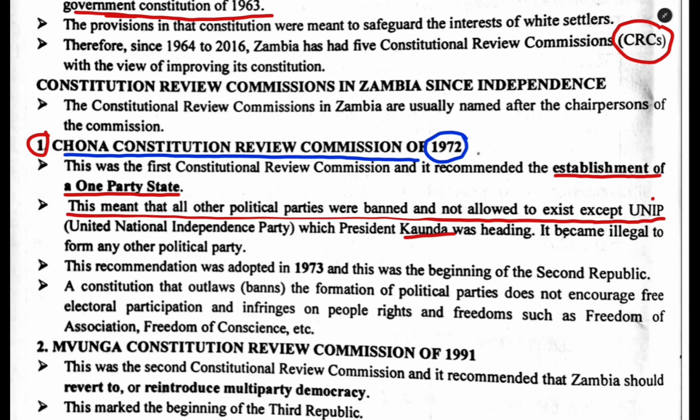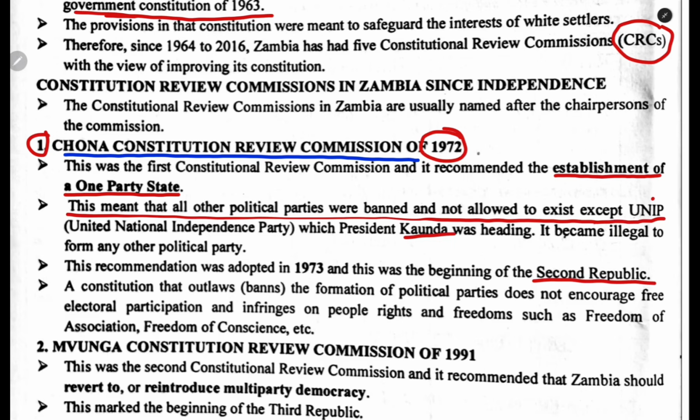And these recommendations were adopted in 1973. So the recommendation was in 1972, and the adoption was 1973. To recommend is just more like you tell them, okay, this is what we want. And now adopting, you say, okay, yes, we can go ahead. So what it meant is that Zambia became a one-party state. And that particular time was the beginning of the Second Republic.